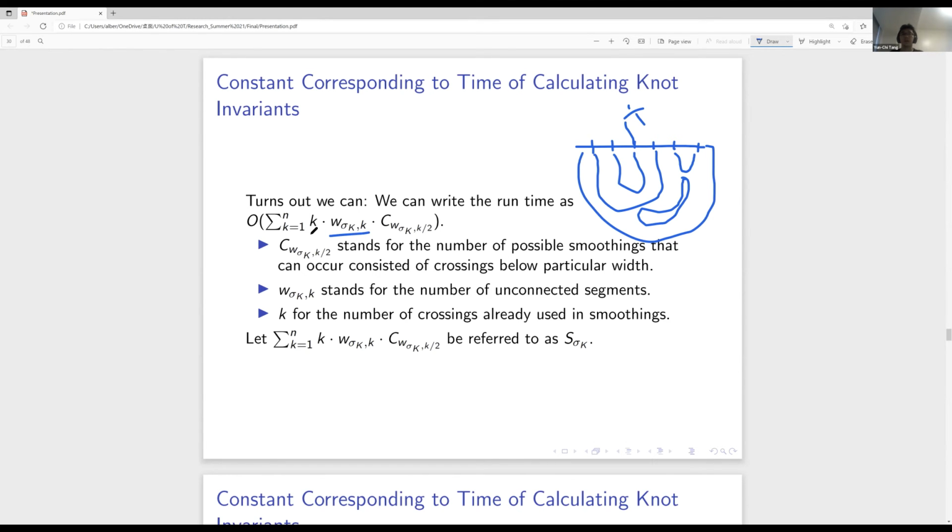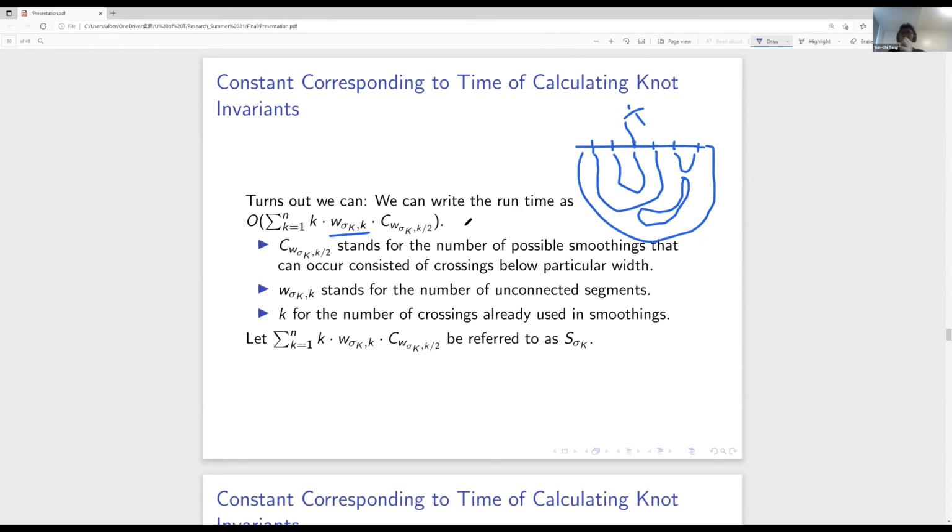And finally, K is simply the number of crossings that we have smoothed out beforehand that could have produced terms that we would need to check, to see if, quote unquote, a connection occurred computationally. So this is what the runtime of calculating the confidence bracket looks like.